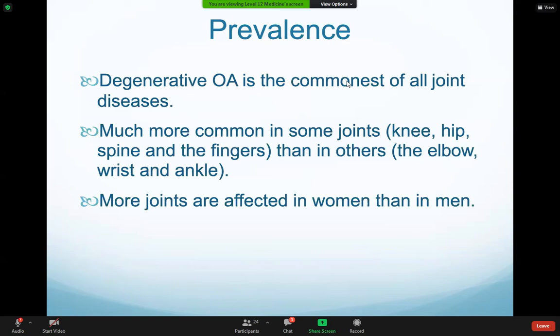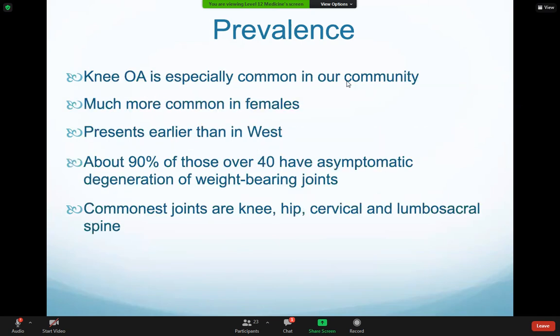So prevalence, degenerative osteoarthritis is the commonest of all joint diseases. Much more common in some joints like the hip, knee, spine, and the fingers than others. So the elbow, wrist, and ankle are less frequent. More joints are affected in women than in men. Knee arthritis is especially common in our community, much more common in females, presents earlier than in the West. About 90% of those over 40 have asymptomatic degeneration of weight-bearing joints. The commonest joints are knee, hip, cervical, and lumbosacral spine.